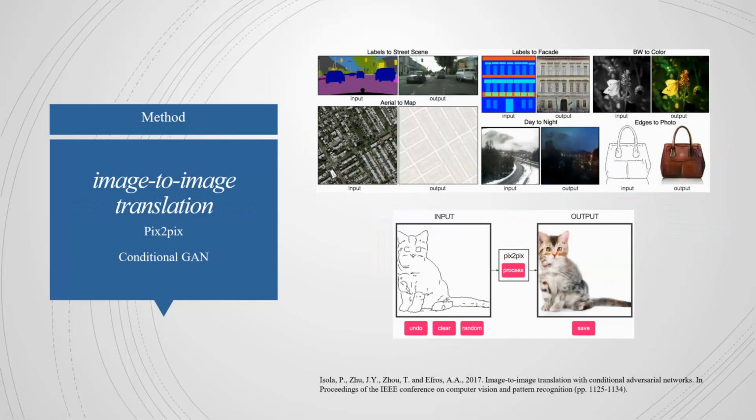This slide demonstrates a few applications of the Pix2Pix algorithm. Pix2Pix uses a conditional generative adversarial strategy for image-to-image translation. As you can see, it can output a pretty realistic image of a cat from the condition of a human-drawn cat.